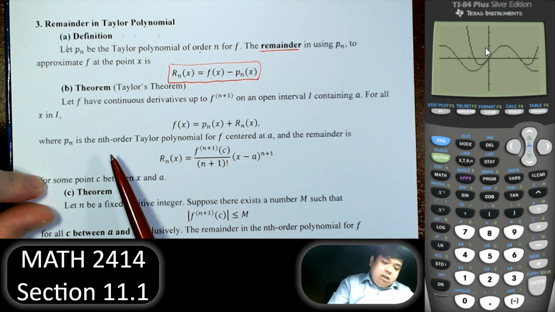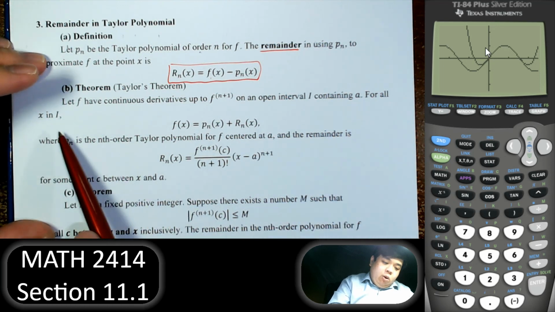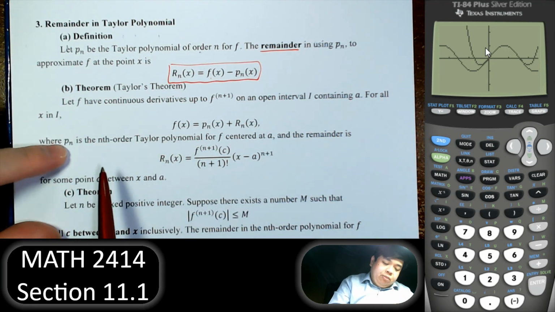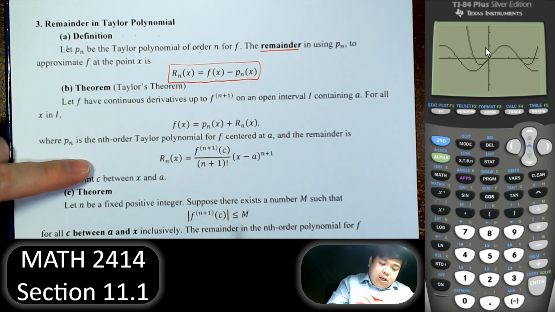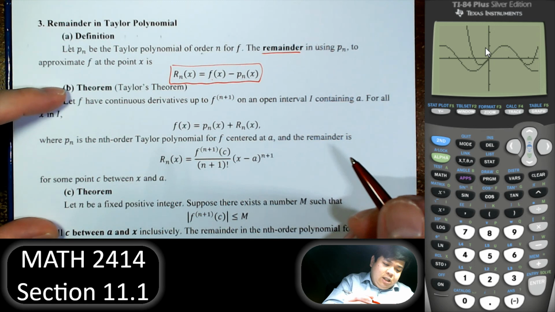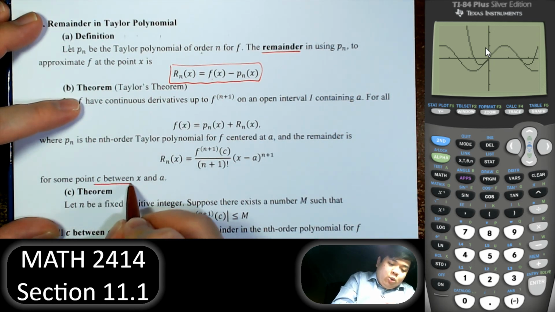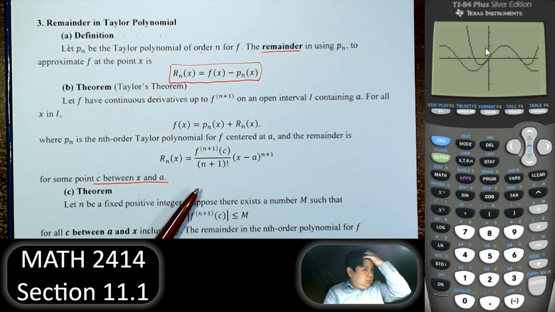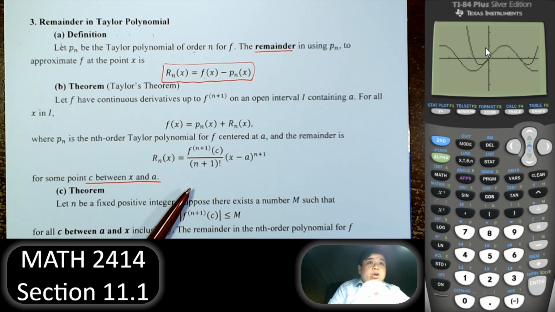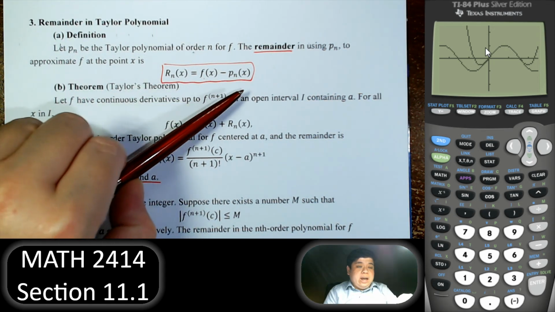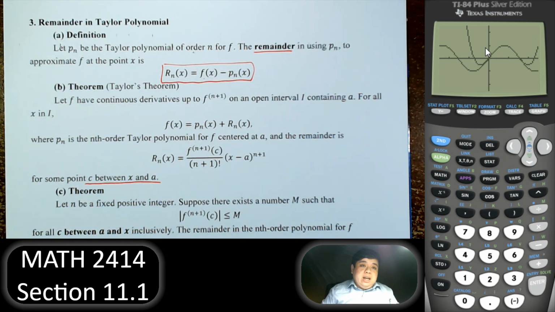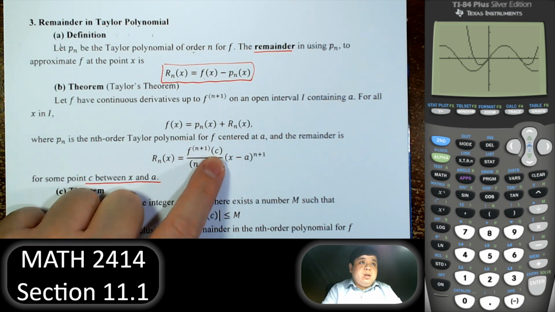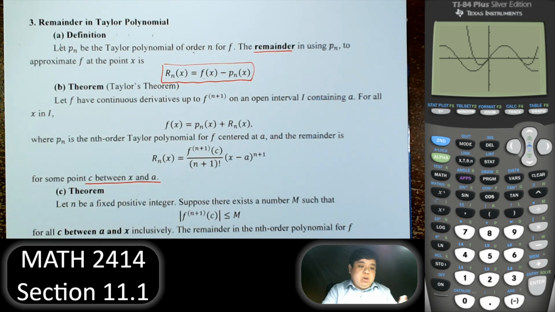And we said for all x in the interval, the remainder is equal to this. So what is C here? C is a point between x and a. So the difference between the actual function and the approximation is different by this much, where there will be a point C somewhere in between x and a.